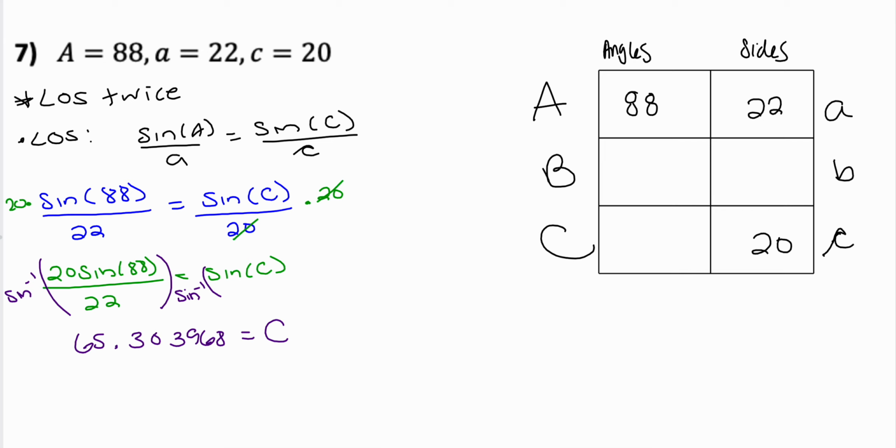So this has to round to the nearest tenth. So to the nearest tenth, this 0 keeps that 3 as a 3. So big C is 65.3 degrees.